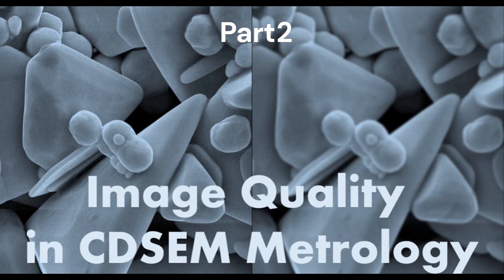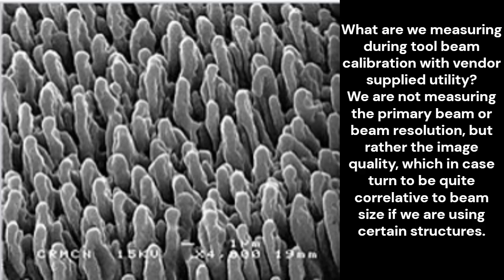Image quality in CD-SEM metrology, Part 2. What are we measuring during tool beam calibration with vendor-supplied utility? We are not measuring the primary beam or beam resolution, but rather the image quality, which in turn happens to be quite correlative to beam size if we're using certain structures.